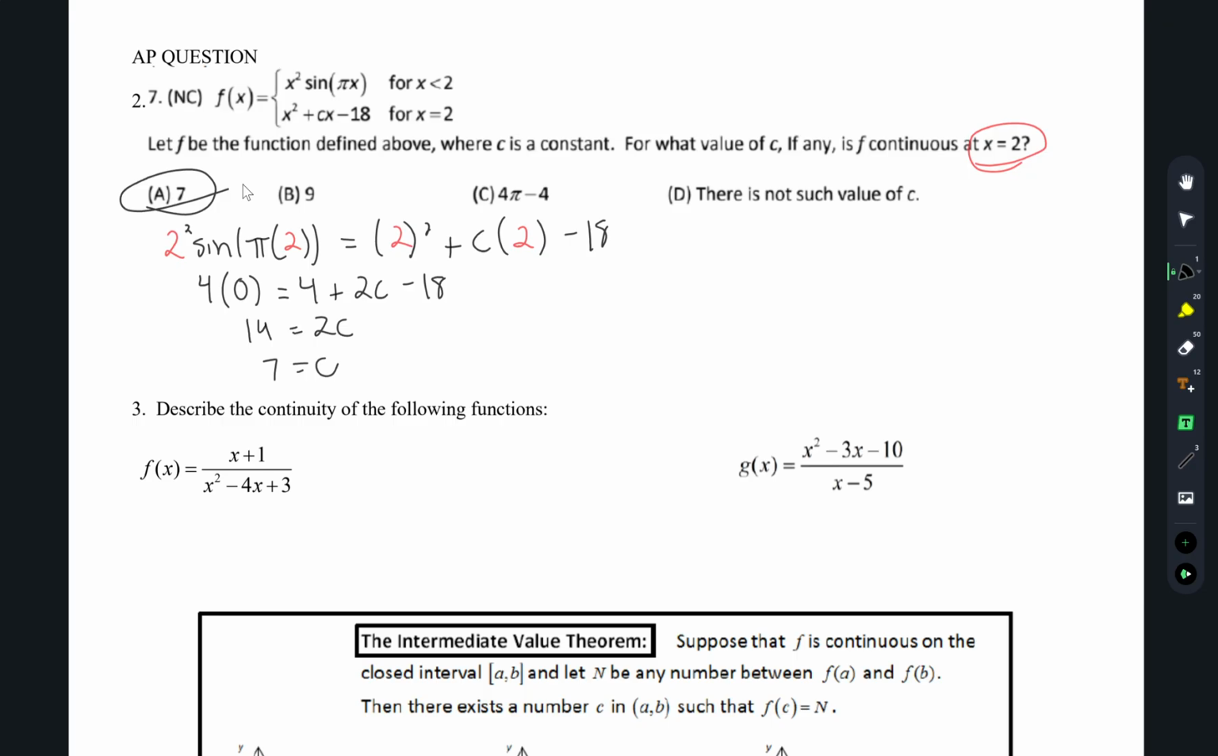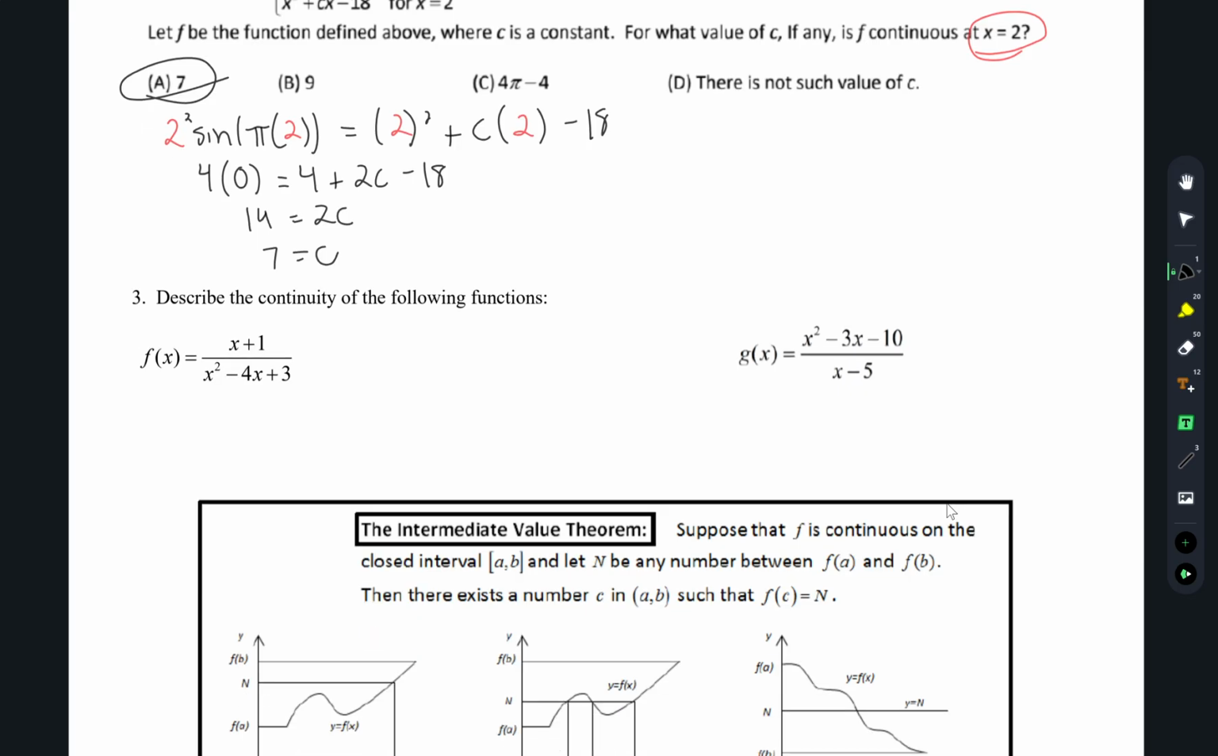For part D, the way they'd mess you up is, if there's no such value of c, you would get things not equaling each other, or it does not exist as you're solving.